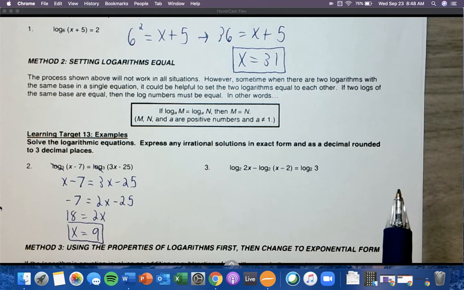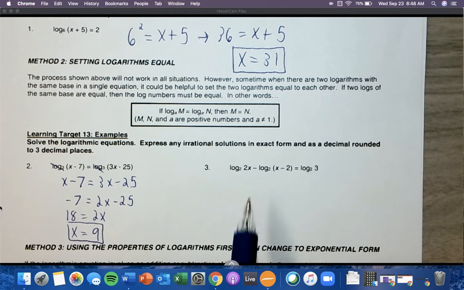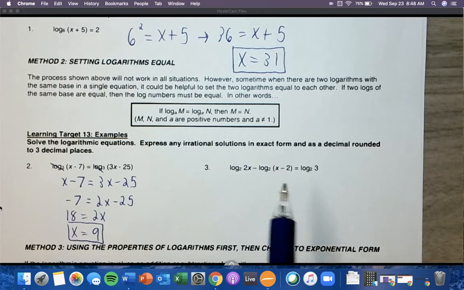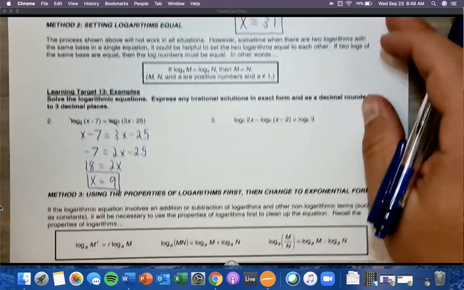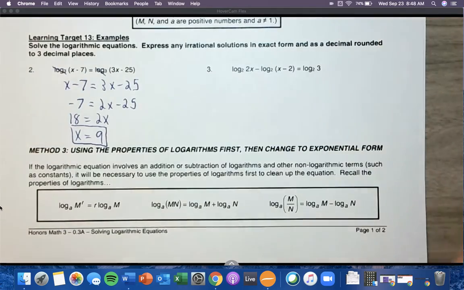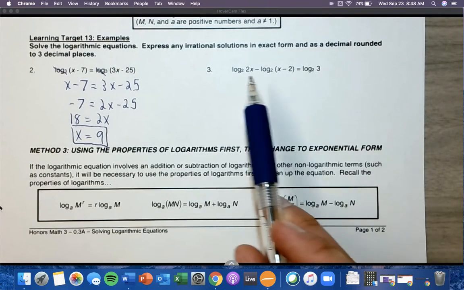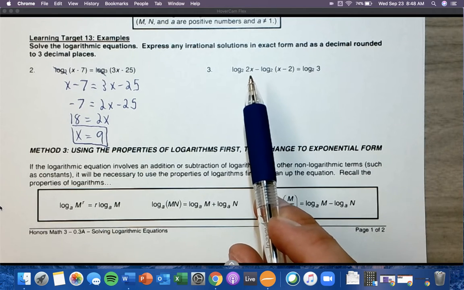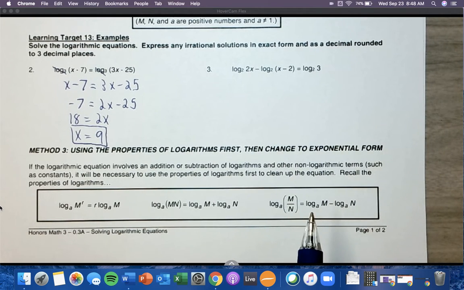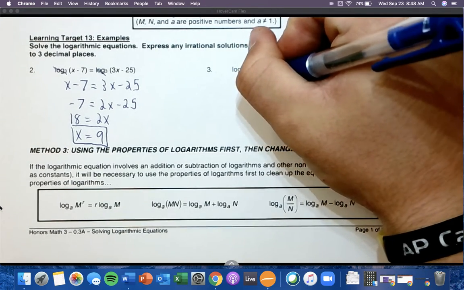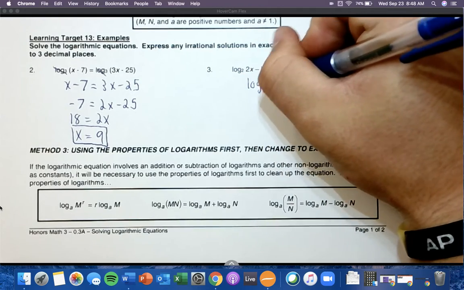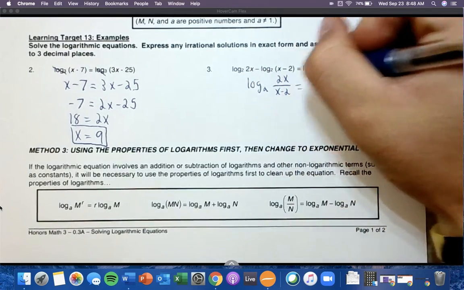And luckily, we can think back to our properties of logs. Remember, if I have log base 2 minus log base 2, and if you look at the bottom of this here, if we have the same base and they're being subtracted, we can rewrite that as a fraction. We have an example of it right here: log base a of m minus log base a of n, we can rewrite as log base a of m over n. So we can rewrite this as log base 2 of 2x over x minus 2.